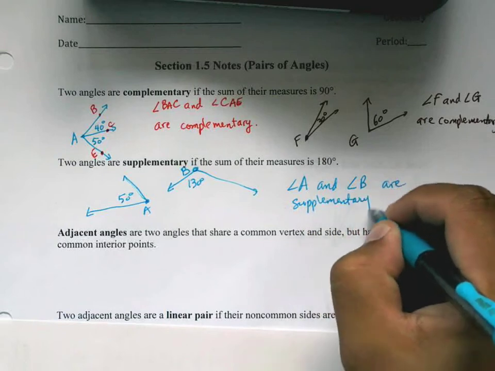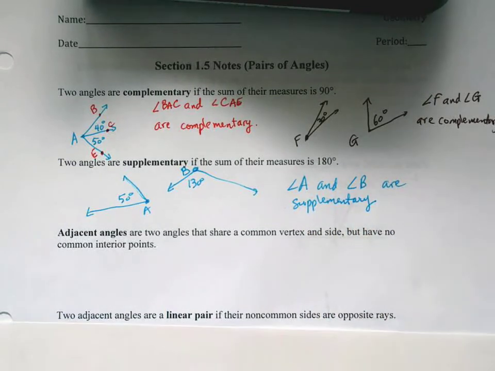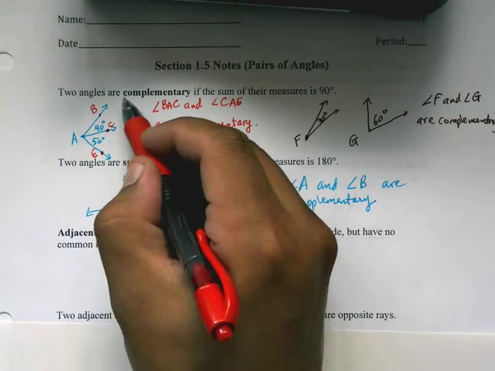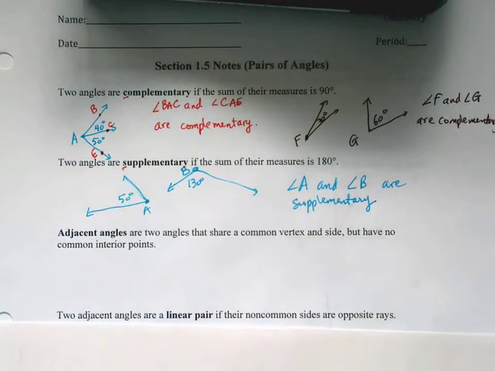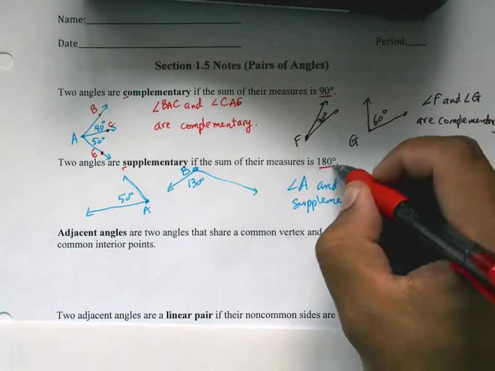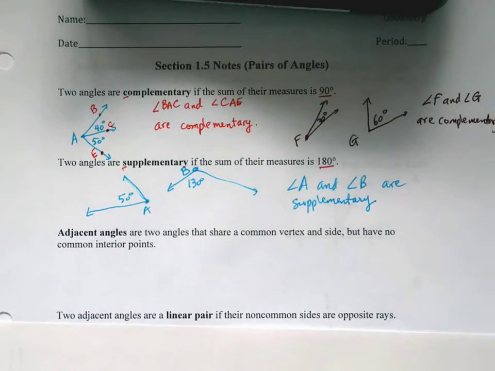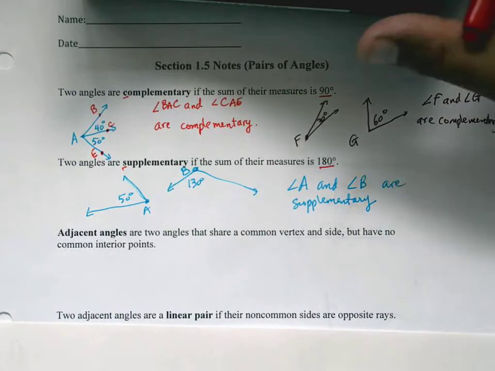So then I can say that angle A and angle B are supplementary. And you might get these mixed up a little bit, which is 90 and which is 180. The way I like to think about it is that C comes before S in the alphabet, so 90 comes before 180. So complementary, 90 degrees. Supplementary adds up to 180 degrees.